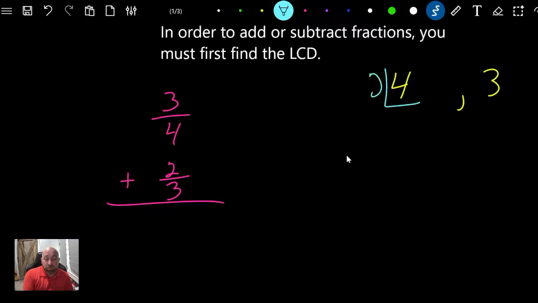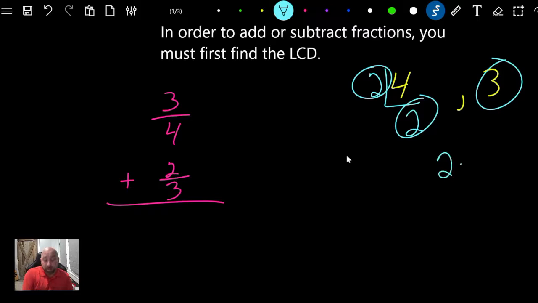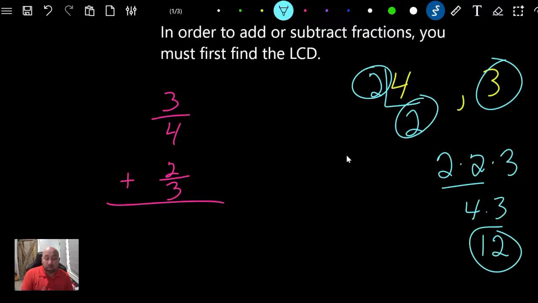What we do is we prime factor this, and now, well, 3 is already prime, so we don't have to factor that one. So then we take all of these things and we multiply them together. We don't have any common factors, right? The 2 is not common in either one. There's no 3 in both of them, so we don't have anything common. So we would get 2 times 2 times 3. And 2 times 2 is 4, times 3. 4 times 3 is 12. Our LCD is going to be 12. So we're going to take this and we're going to turn these into 12ths fractions.